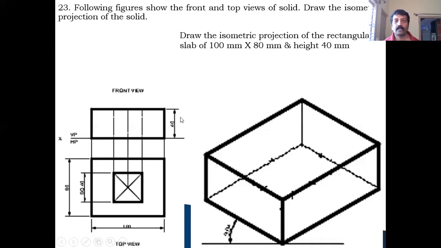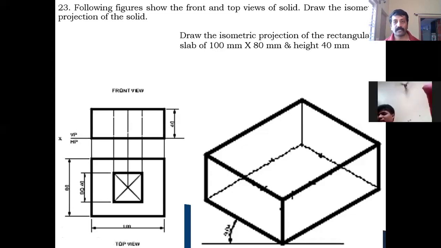What is the height of the rectangle? 40 millimeter. Take 40 millimeter, construct a rectangle. This is a hole. It is a combination solid where the hole is drilled, not where a solid is placed above it. So that's what we can see here.